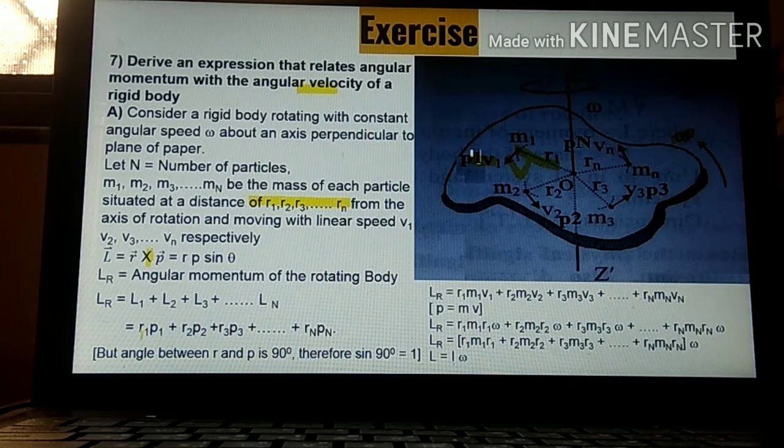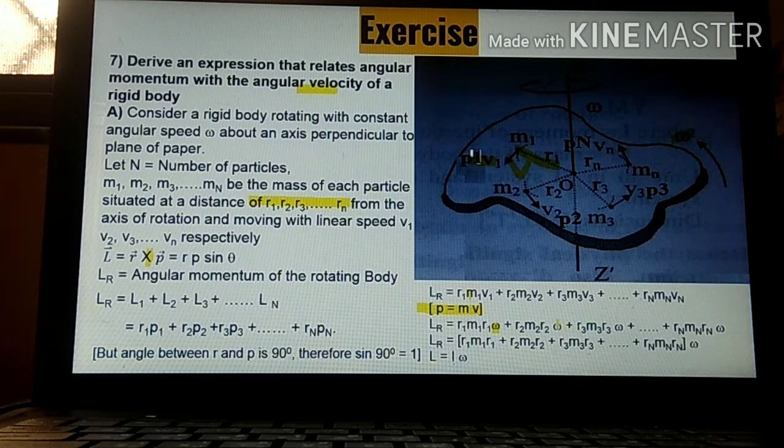L1 is R1 P1, plus R2 P2, plus R3 P3, plus up to Rn Pn. Over here, we already know that momentum is mass into velocity. So we can write L is equal to R1 M1 V1 plus up to Rn Mn Vn. Again, velocity can be written as what? V is equal to R omega.